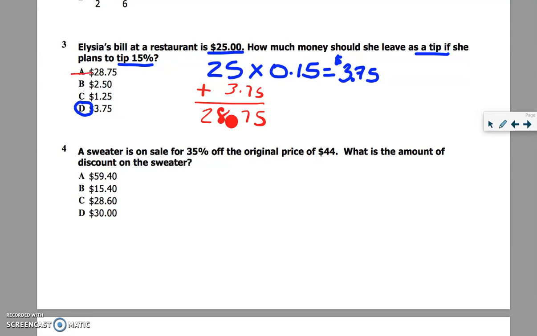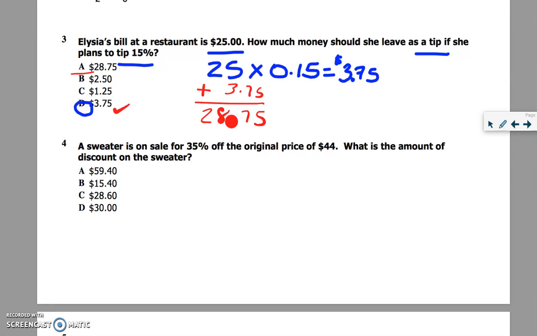That would be wrong, because that would be asking you the total amount that she would need to leave, which includes the bill plus the tip. But that's not what they asked us for. So we have to be very careful and very certain. $3.75 is the amount of tip, and tip only. Alright, let's continue.